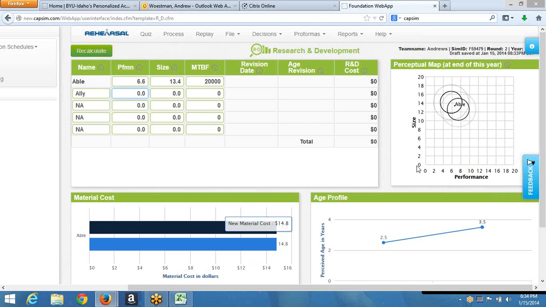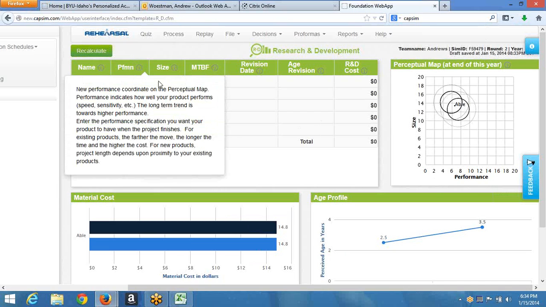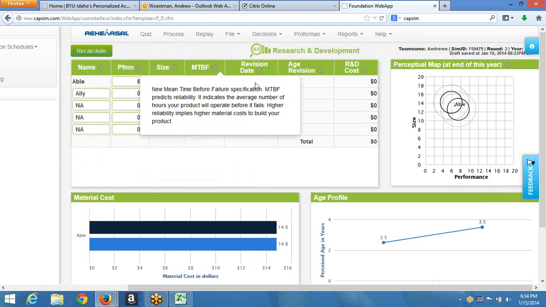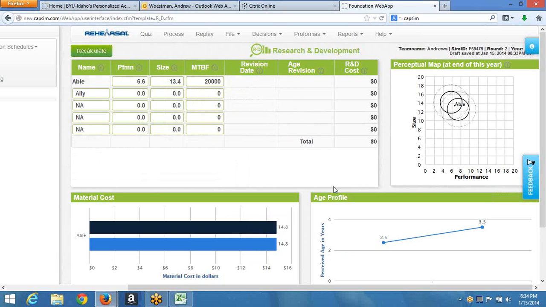So now I'm going to have to look and decide what performance, size, and MTBF I want. Again, if you don't know what performance or size means, you can click on the exclamation mark and we'll explain better what each one will do for your company. But I'm not going to explain that because I believe you can just click on it and they'll explain it just as well as I can. So I have Able over here.